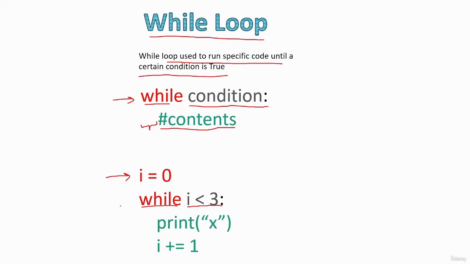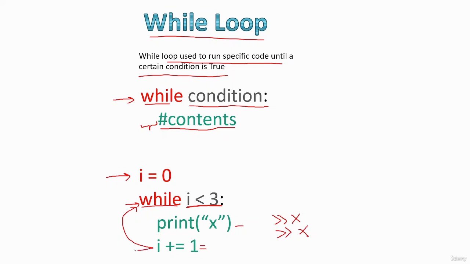Now let us see how this code will run. First Python will check whether this condition is true or not. Since I is equal to 0, it is less than 3. So the condition is true. Then Python will run the content. It will print x. Then it will add 1 to the existing value of I. Now again it will go to the beginning. Now I is equal to 1. It is still less than 3. So the condition is true. So it will print x again. It will add 1 to the I again.